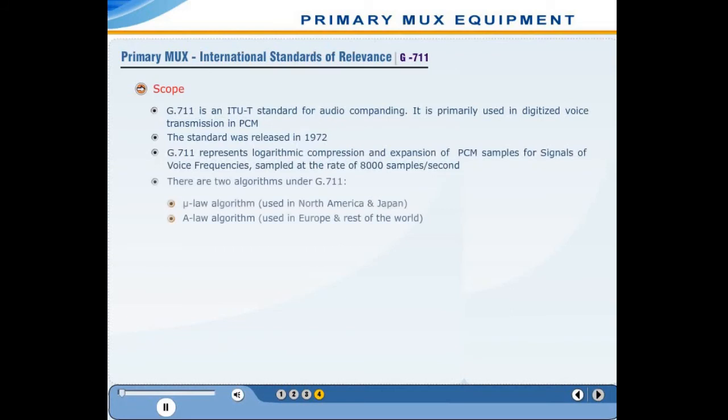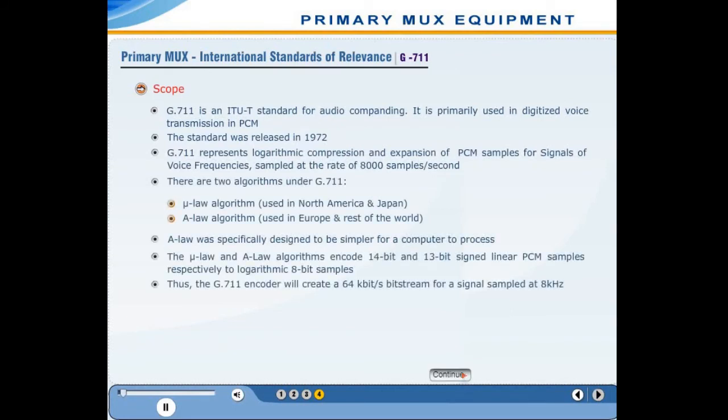International standards of relevance for G711. G711 is an ITU-T standard for audio companding. It is primarily used in digitized voice transmission in PCM. The standard was released in 1972.